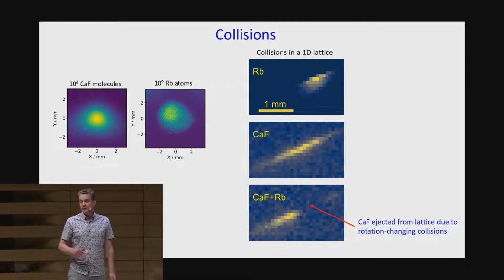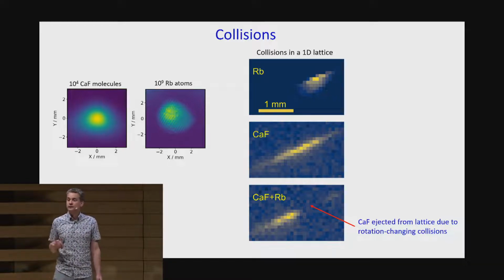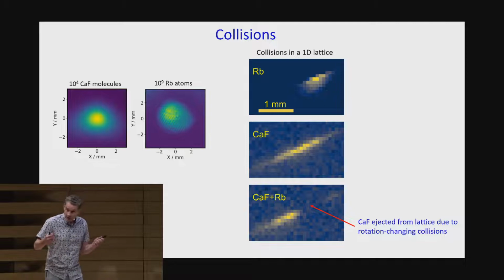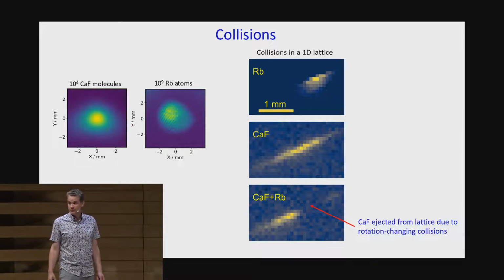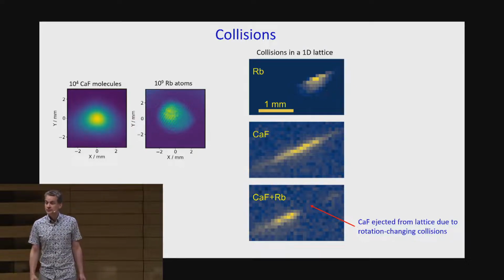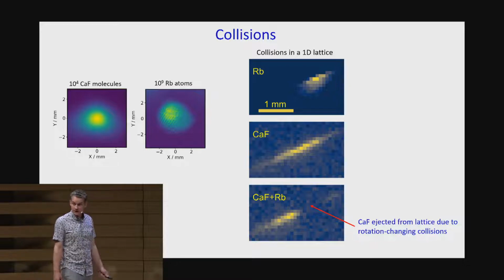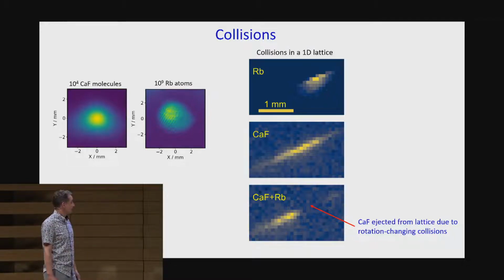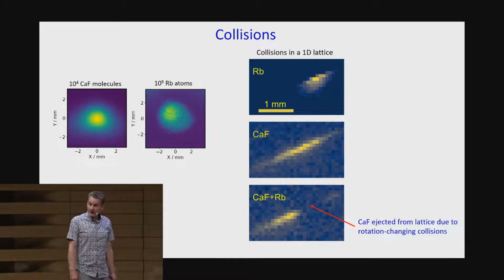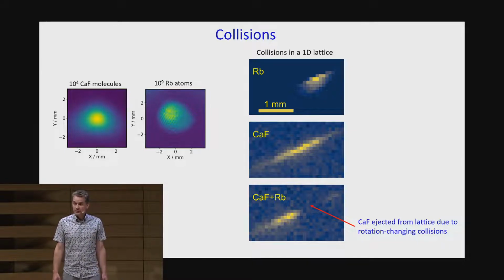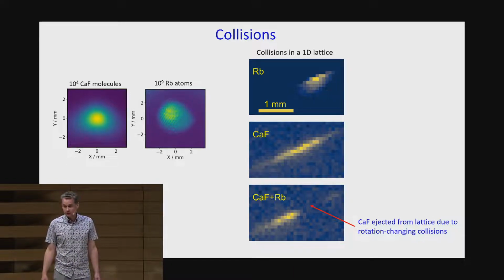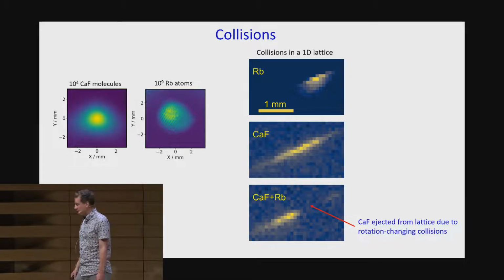That's because in this experiment we prepared the molecules in the first rotationally excited state, and when they collide with the rubidium, they can be transferred to the rotational ground state. That releases a lot of energy, which ejects the molecules from the lattice. So these are inelastic, rotation-changing collisions between the molecules and the atoms. Right now in the lab, we're studying the elastic collisions between the molecules in the rotational ground state and these rubidium atoms. But that's a whole other story, and a story which is currently unfolding in the lab.